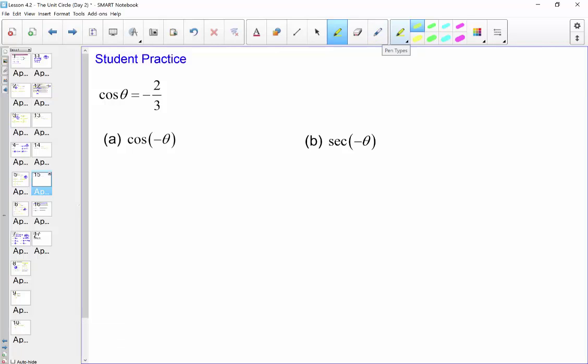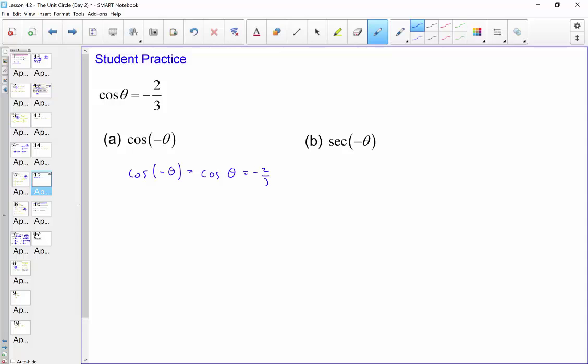Here we're given the cosine of theta equals negative 2/3, and we're asked to find the cosine of negative theta. So let's start with what we know, the cosine of negative theta. We know that the cosine of an angle in the fourth quadrant is positive. So the cosine of negative theta equals a positive cosine of theta, which is given to us in the problem. Cosine of theta equals negative 2/3. So the solution is negative 2/3.